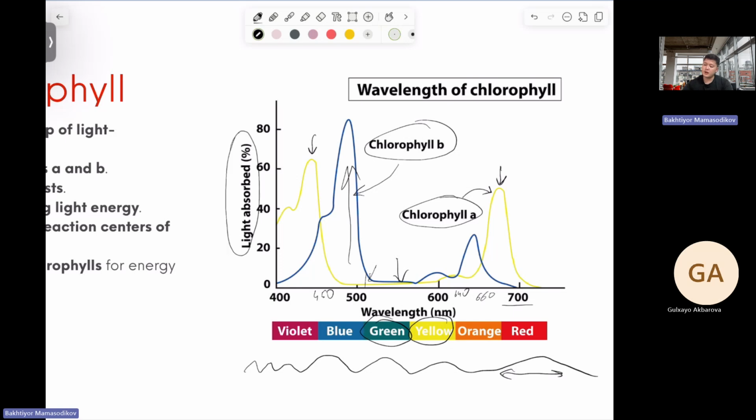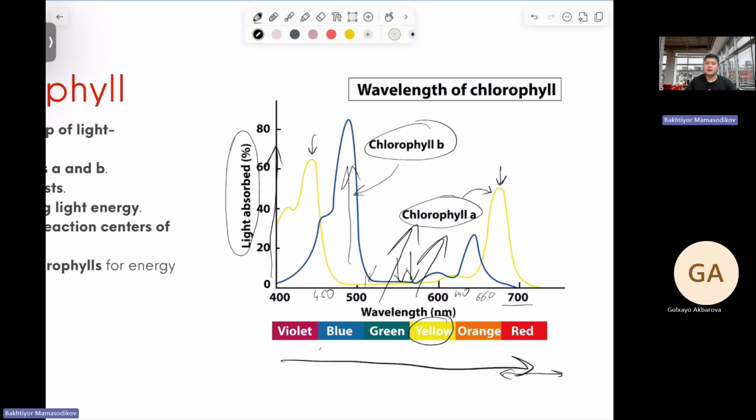As you can see, this is the light absorbed percentage. The more the light is absorbed, the more they are absorbing, not reflecting. So here they are rejecting the green and the yellow, but they absorb a little bit. Both chlorophylls absorb a little amount of the green and yellow light, which is why plants look green. Green light is reflected, not mostly absorbed, okay?